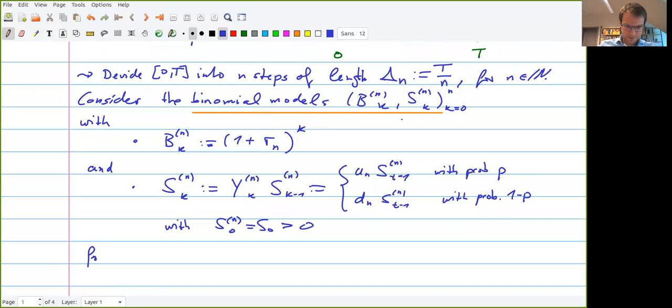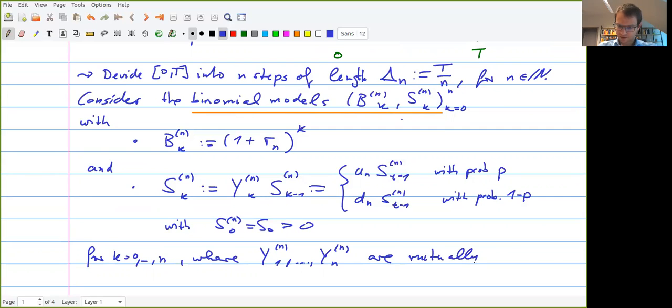Okay, so k goes up to n. And the construction we have, this is a discussion we have had at least once. So these Yn model the upwards factor and the downwards factor, and it depends not only on the time length of the chosen model, and we also assume that they are mutually independent.